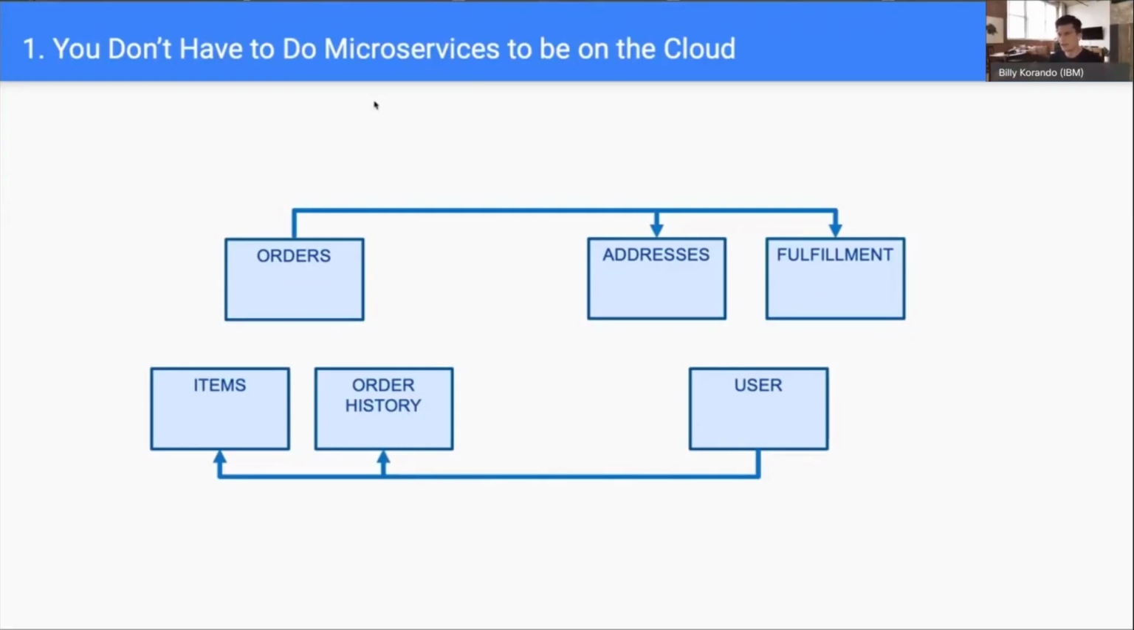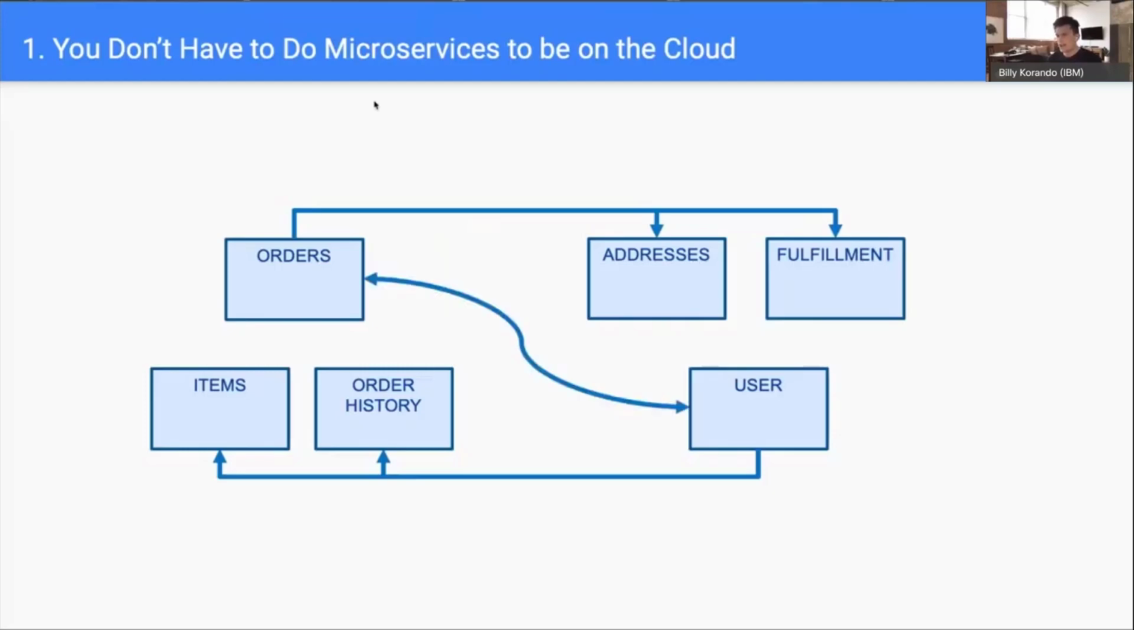We have orders, items, order history, addresses, fulfillment, and users. Then we architected it so that orders has control over addresses and fulfillment, and user has control over order history and items. I just put this together. Maybe it doesn't make total sense, but in this architecture diagram, this is just a way we decided to write it out because it made sense from that perspective.